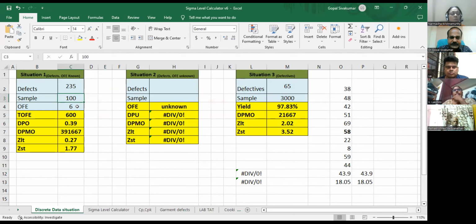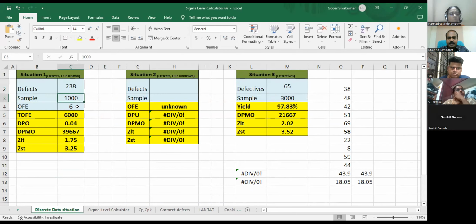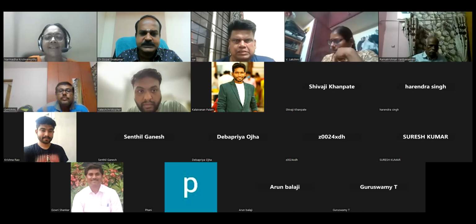Now, how many desktops are inspected? 1,000. So sample is 1,000. How many defects are noticed? 238. When I enter, this template is giving me DPMO, ZLT, ZST. Depending on the question, I can change the number. I can ask for DPMO, ZLT, ZST, anything. But this time the question is ZST. So what is the answer? 3.25. Let me check whether that option is available.